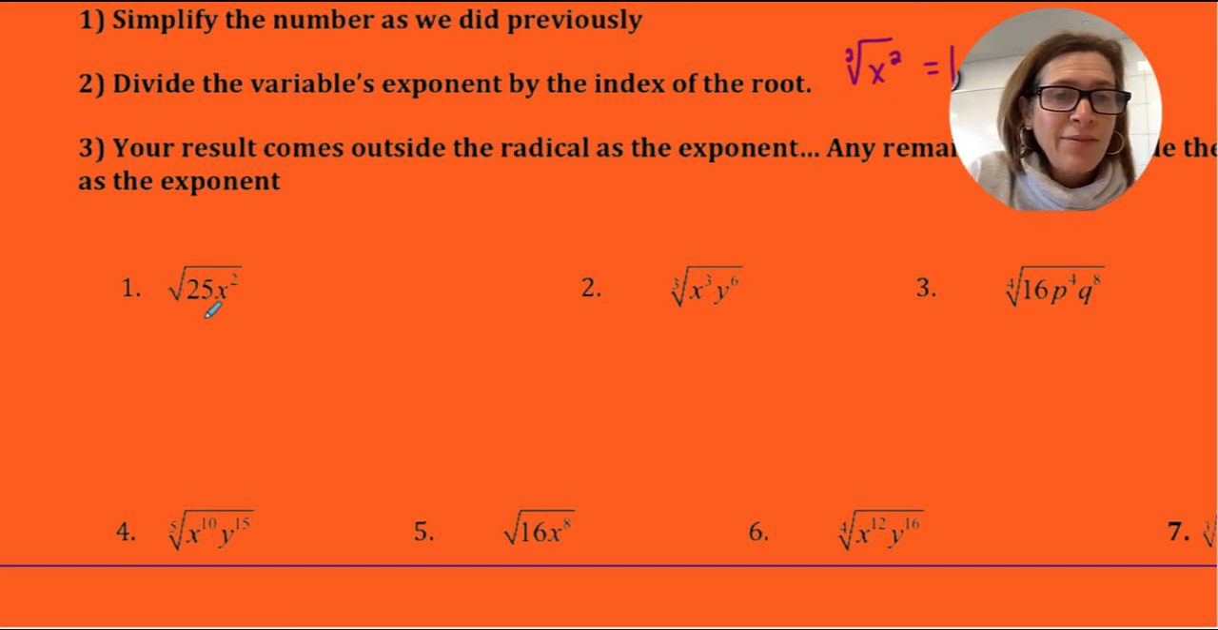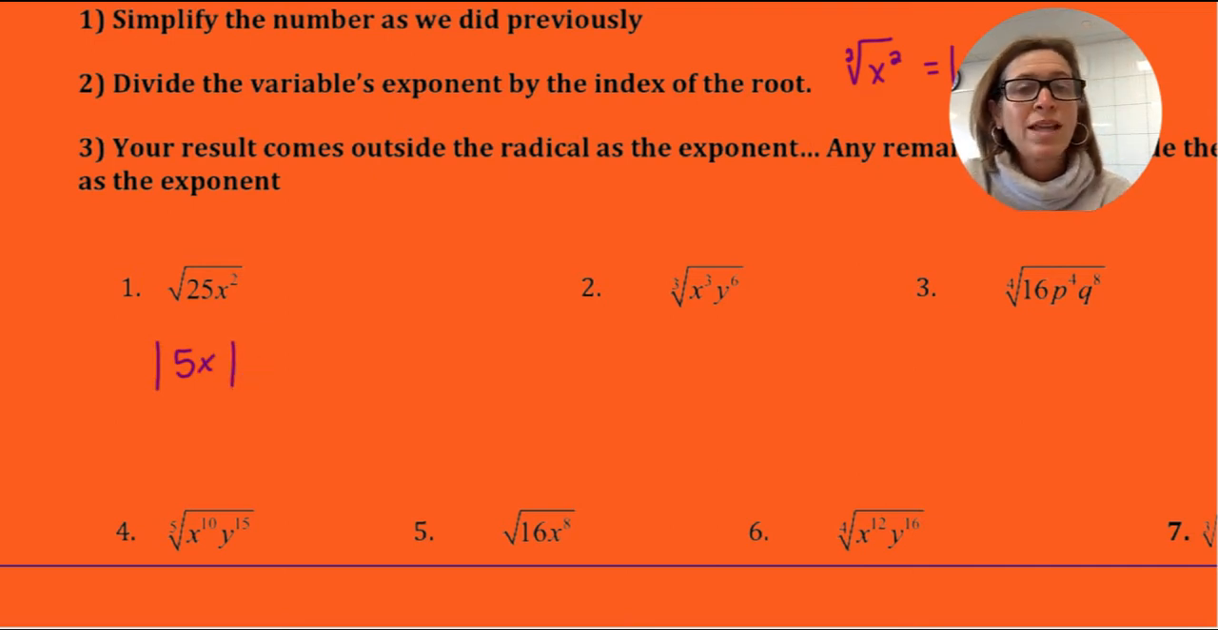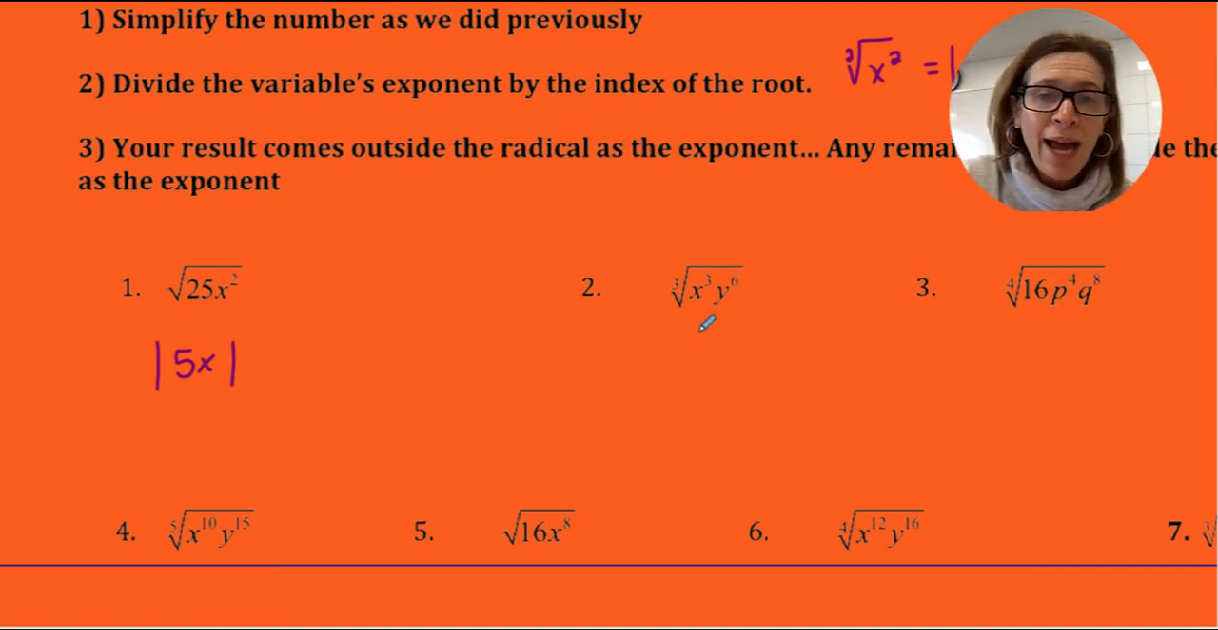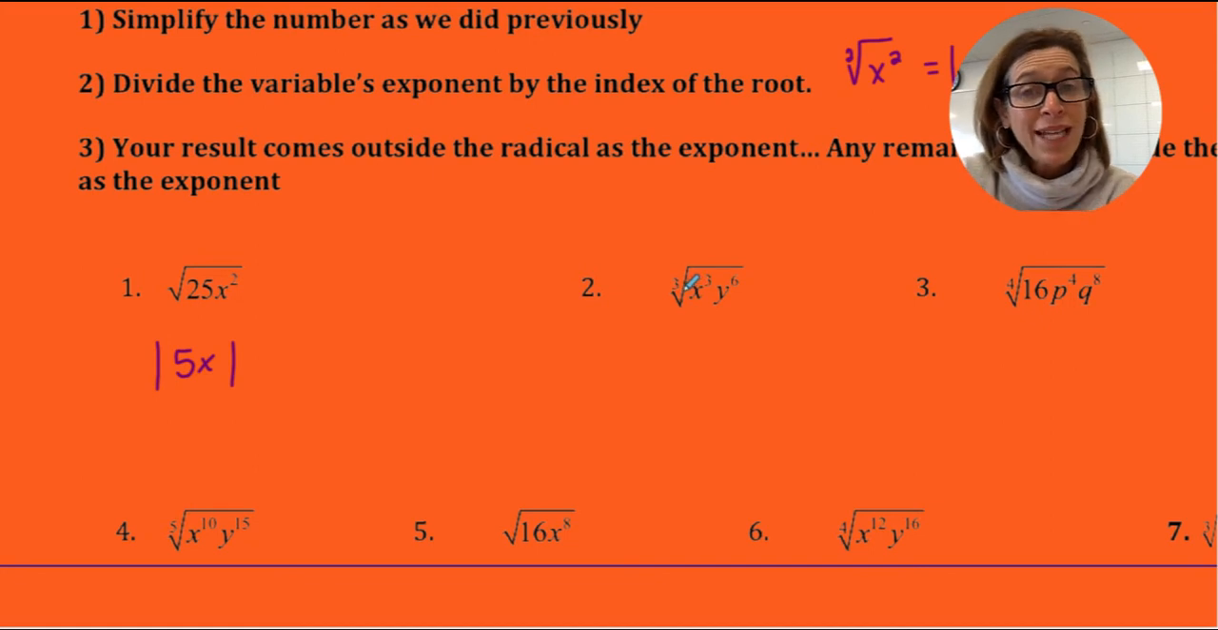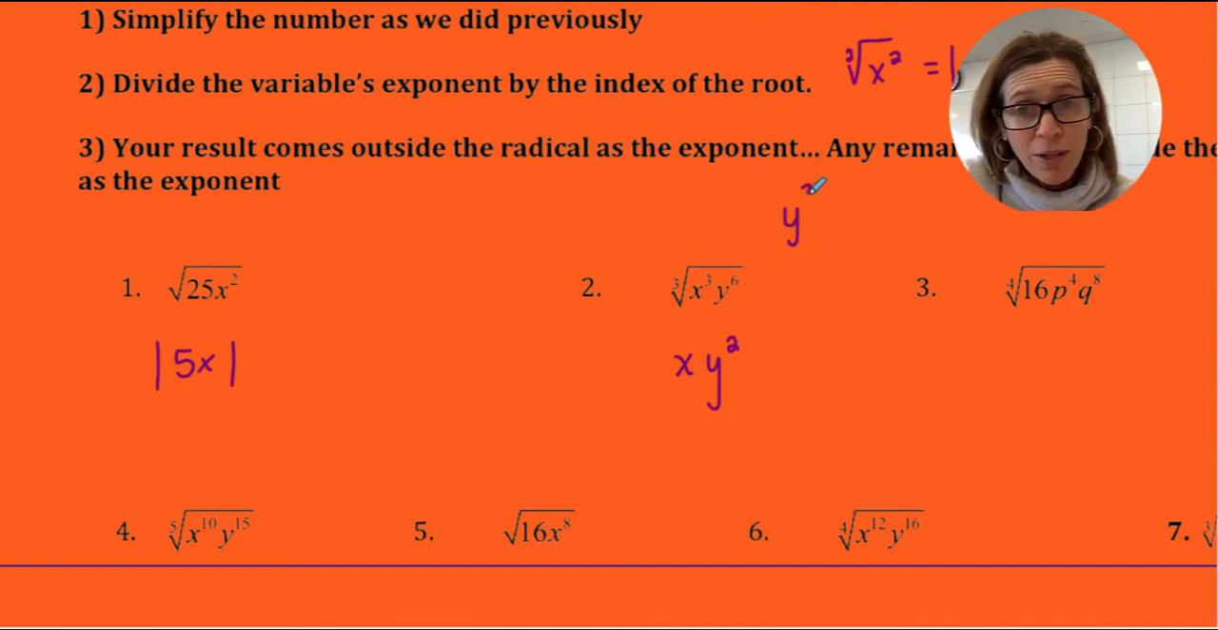So in this case, I have 25x squared. It would be 5x. We need to make sure that that value is positive because we can't put negative values under an even radical. All right, this one we don't have to, but x cubed means we want to take groups of 3's out. So this would be x, y squared. Why? Well, because there's 2 groups of 3, so y cubed and y cubed in 6. One trick is you can actually divide by the exponent, and that can help you.